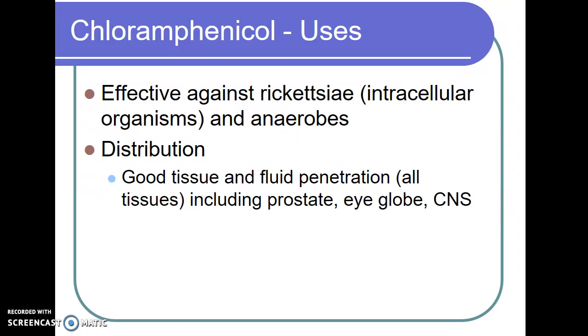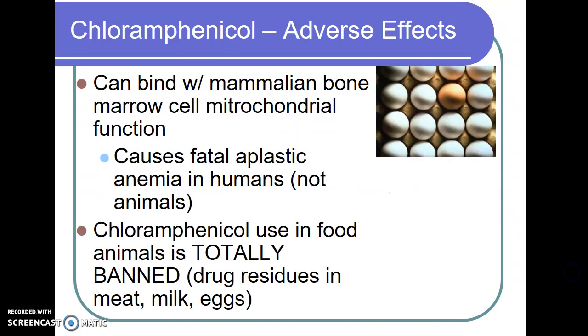It's most effective against intracellular organisms, just like the tetracyclines, rickettsial organisms that go into the cells, and then also anaerobes. There is really good distribution, which is another reason why this drug was used a fair amount and is very desirable, but we have to watch out for something that affects humans. So it gets into the prostate, the globe of the eye, the central nervous system. It's just really good at suffusing throughout the body.